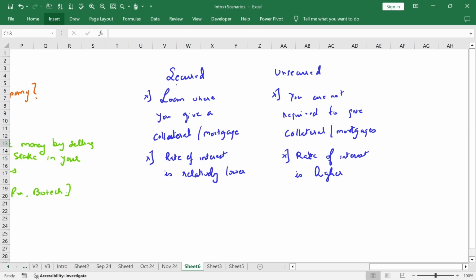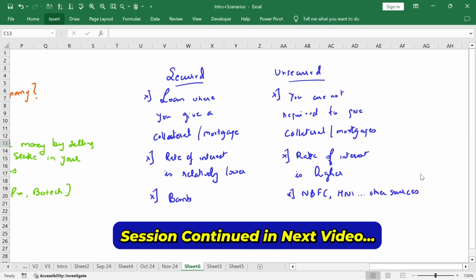What happens is with unsecured sources, because you are not keeping anything as collateral, the lender is exposed to a higher risk. Like what happens if you default? So to make up for that higher risk, they charge a relatively higher rate of interest compared to secured. Typically banks offer you secured loans, and here typically it's your NBFCs and HNIs or probably some individuals or other sources which give you these type of unsecured loans where you're not required to keep anything as a collateral. Imagine now, visualize that. Okay.